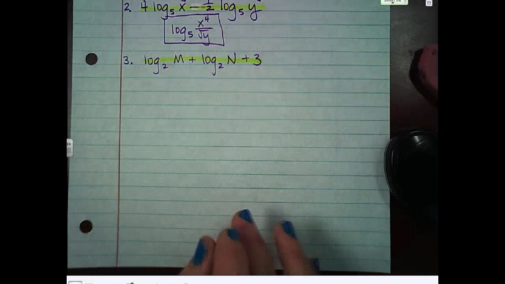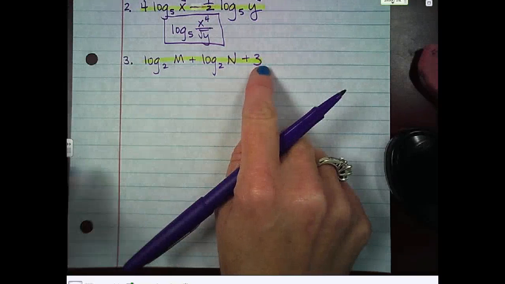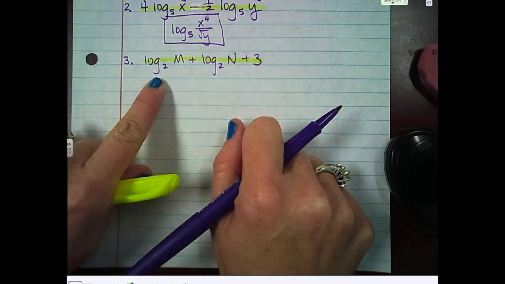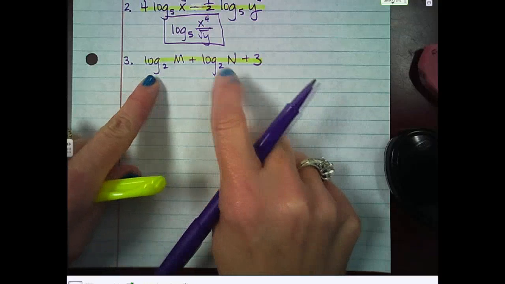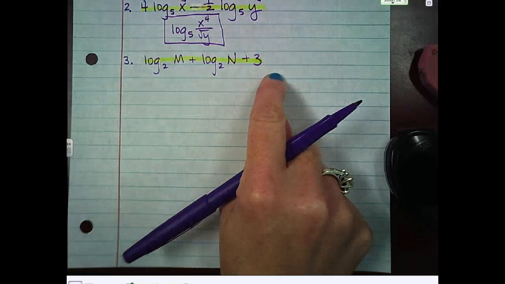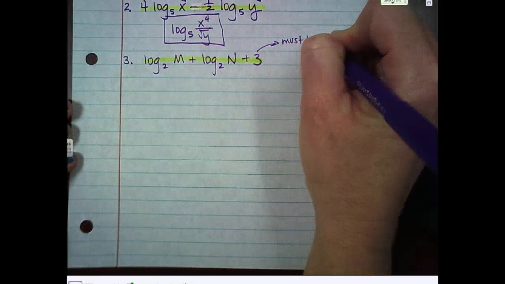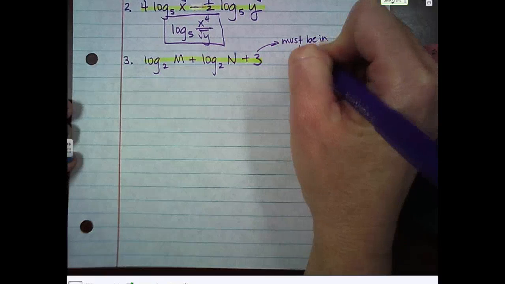That little, you know, which one of these is not like the other, right? For here, which one of these doesn't match? The 3, correct? So I've got a log base 2, and for my property to work, I need a log base 2, a log base 2, and I need another log base 2. So if you have a whole number, this must be in log form. This must be in log form, guys.